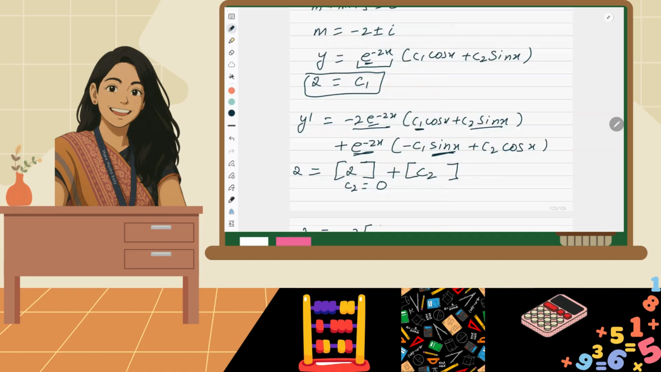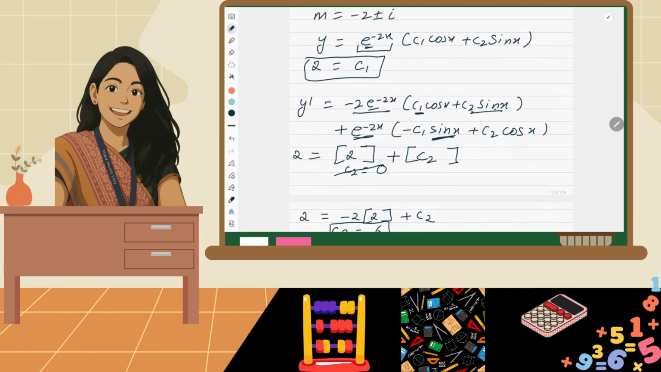What is the value of C1? C1 is 2, right? And 2 cos 0 is 1. Then C2 sin x; sin 0 is 0. So it will come like this, right? Then go to this second bracket, you will be left with only C2. So what is the value of C2 now? C2 is equal to 2 plus 4, that is 6. So C2 is not 0, C2 is 6.